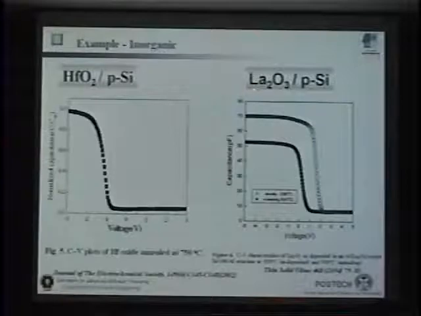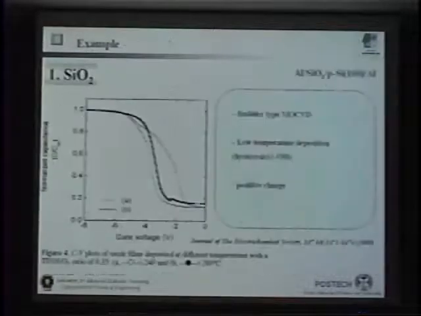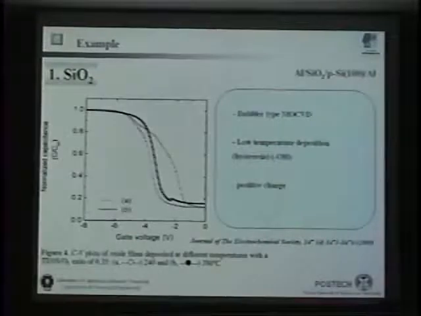And for plus 3 metals, you have negative charge in the film. This is mainly from oxygen deficiency and defects of that kind. Next slide. This is a low temperature SiO2.